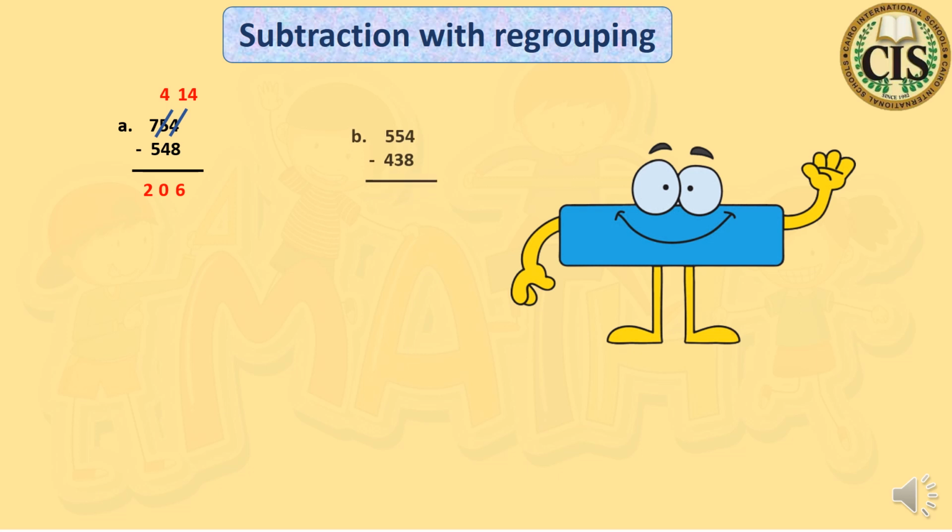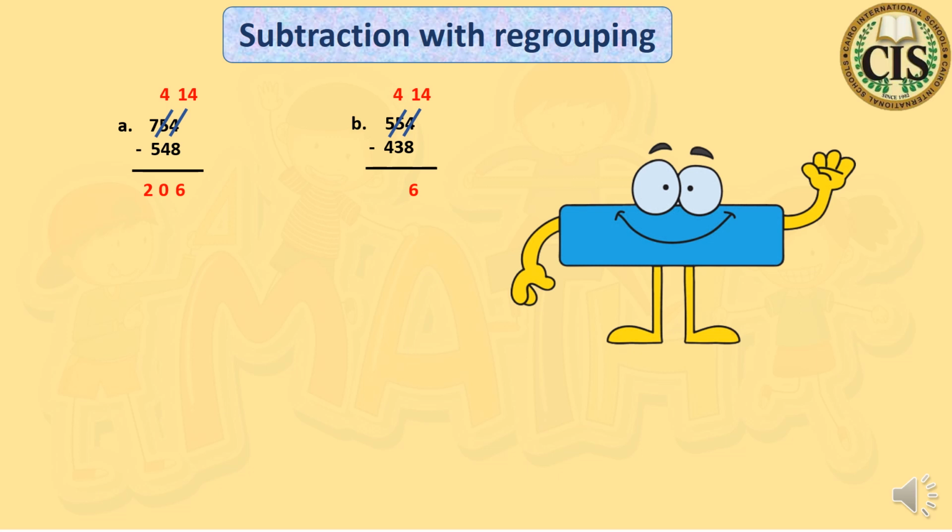The next question, 554 minus 438. 4 minus 8. Do we have more on top? No. So we will go to the next door and knock, knock, knock. 5, can you please give me 10? 5 says yes. So 4 becomes 14 and 5 becomes 4. 14 minus 8 equals what? After 8: 9, 10, 11, 12, 13, 14. How many fingers? 6. So we will write 6.